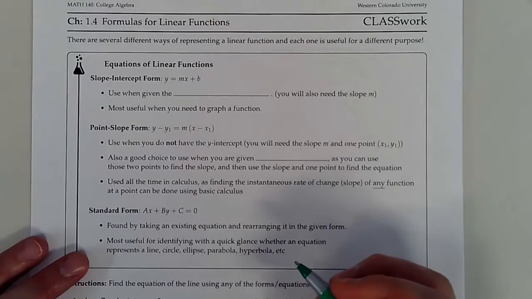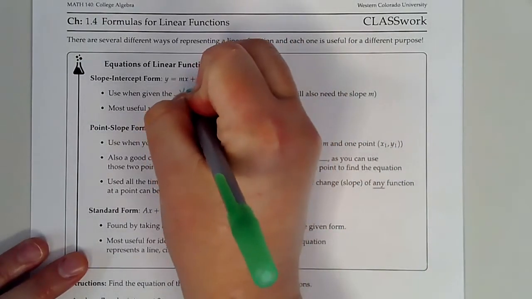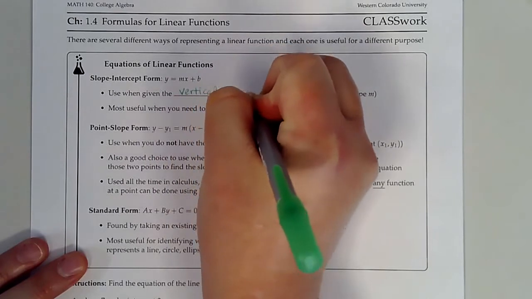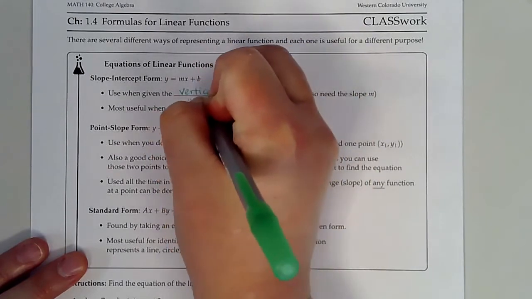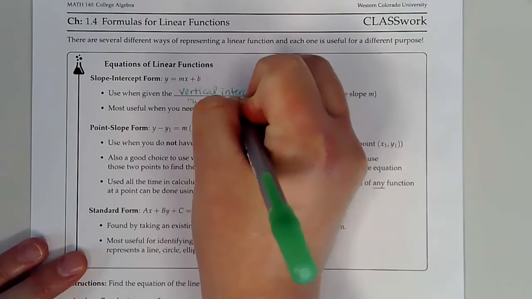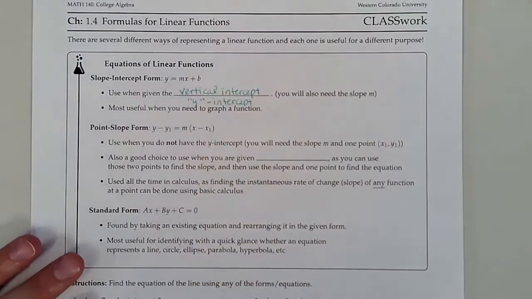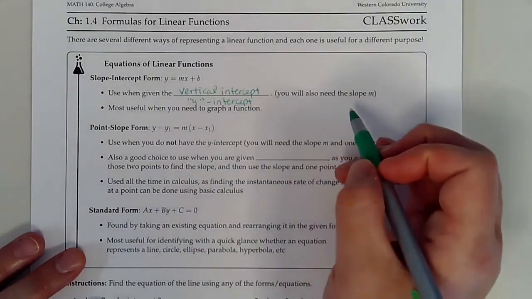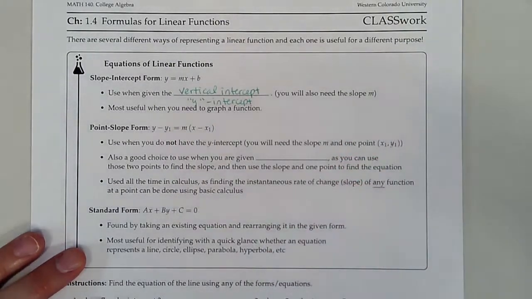This one is best to use if you were given the vertical or the y-intercept. If it's a standard XY Cartesian graph, it would be that y-intercept. It's the one on this part of the axis. And then you're also going to need the slope. So either they'll have to give you the slope in the problem or they'll give you a second point and then you can calculate the slope.